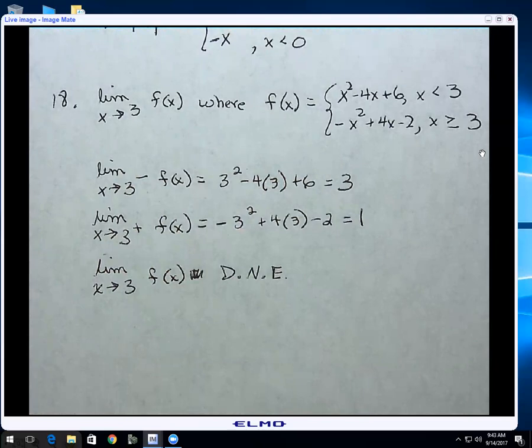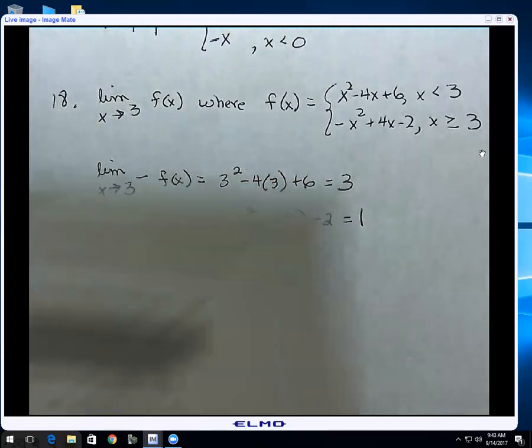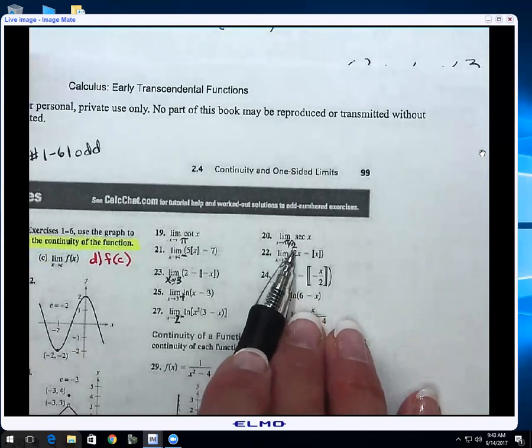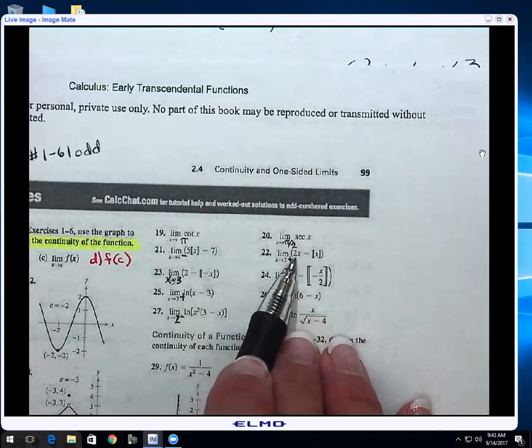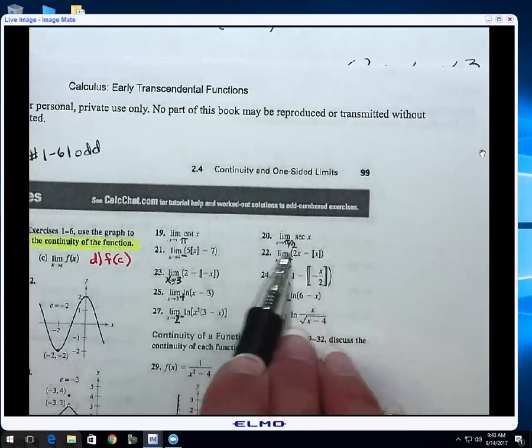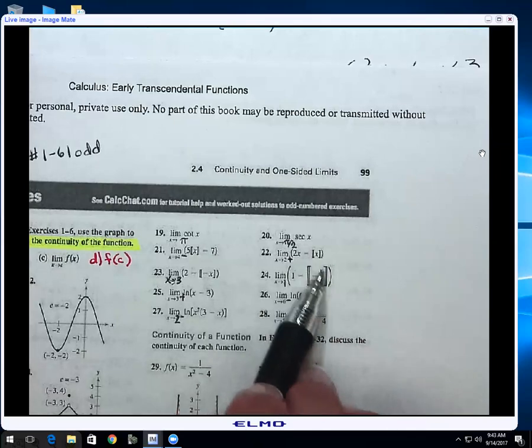That was 18. I'm going to say 20 is just yuckier because it has a secant in it. That's okay. Change it to 1 over cosine and think about whether 1 over cosine exists at the half pies. Let's talk about this little guy.